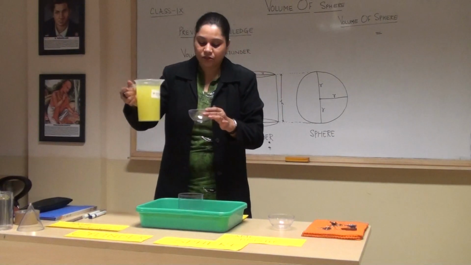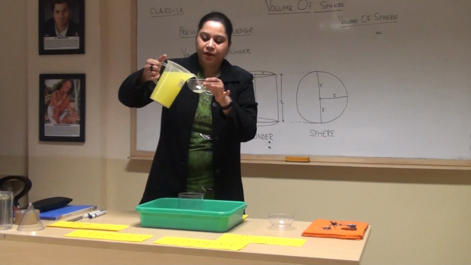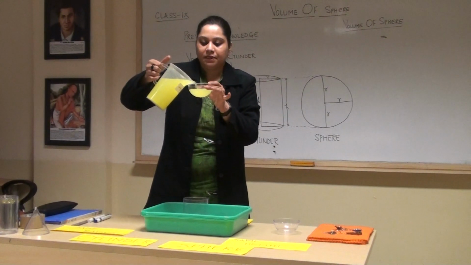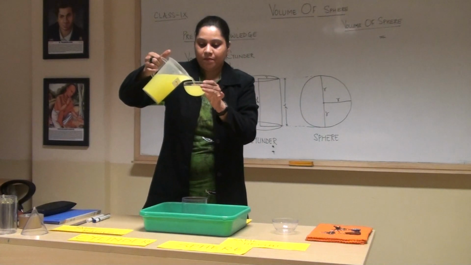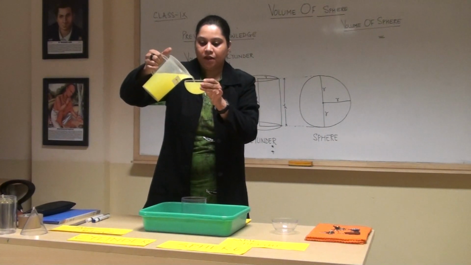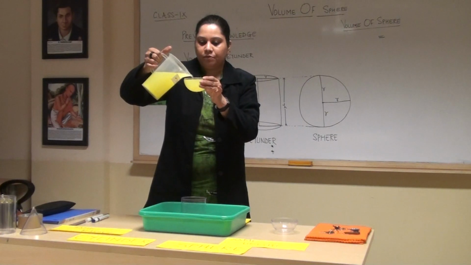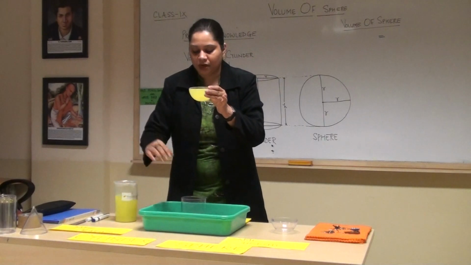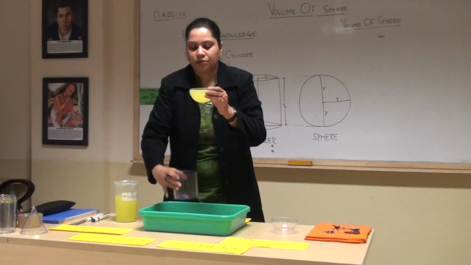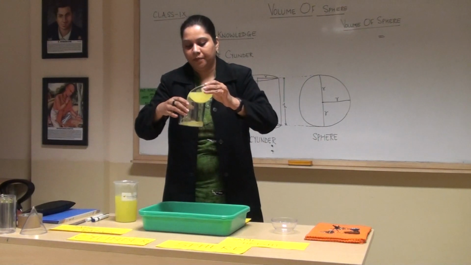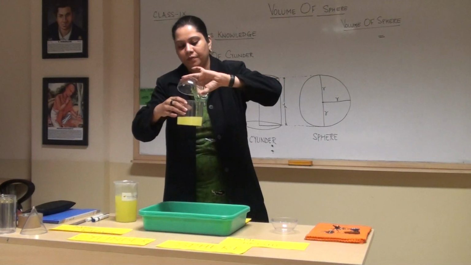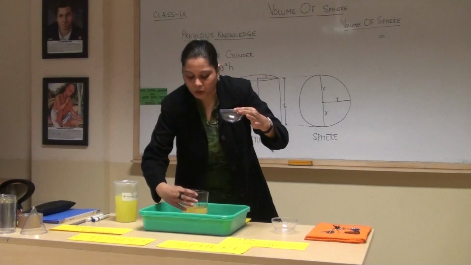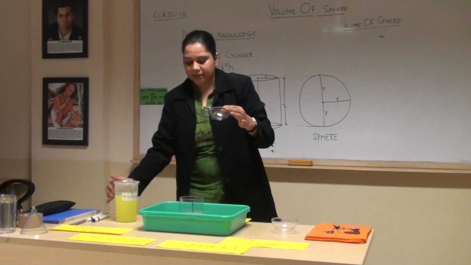This is colored water, as I told you. I am filling this up to the brim, as we did for the cylindrical volume experiment. You have to be careful while filling it up to the brim. It's done. Next is to transfer this liquid into this cylinder. How much has been transferred? Half the sphere's volume has been transferred into this cylinder.